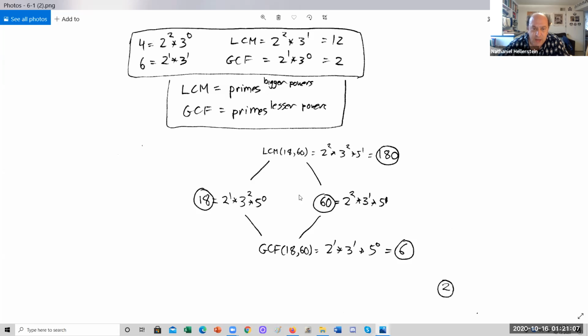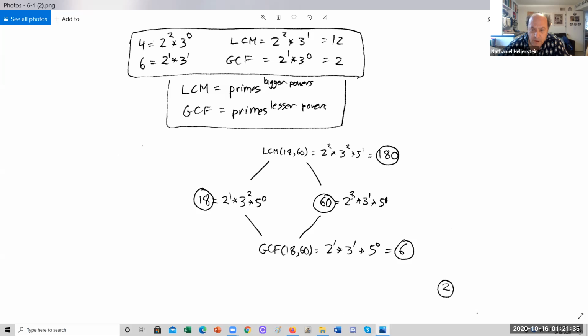For example, here's 18 and 60. 18 is 2 to the 1, 3 to the 2, 5 to the 0. 60 is 2 to the 2, 3 to the 1, 5 to the first. Now the LCM uses the bigger of the two powers. Here's 1 and 2, so 2 to the second. Here's 2 and 1, 3 to the second, 0 and 1, 5 to the 1. This multiplies out to 180, which both 18 and 60 divide into, and into no smaller number.